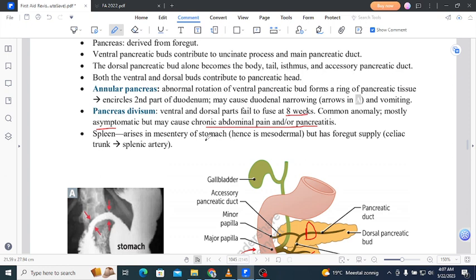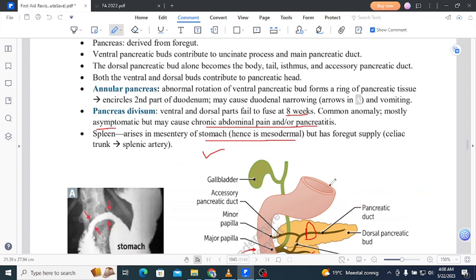The spleen arises in the mesentery of the stomach, hence it is mesodermal, but it has foregut supply: the celiac trunk and splenic artery. So the spleen is derived from the mesoderm, but the blood supply comes from the foregut. We'll see that the foregut, midgut and hindgut all have different blood supplies. The foregut is supplied by the celiac artery, the midgut by the superior mesenteric artery, and the hindgut by the inferior mesenteric artery.